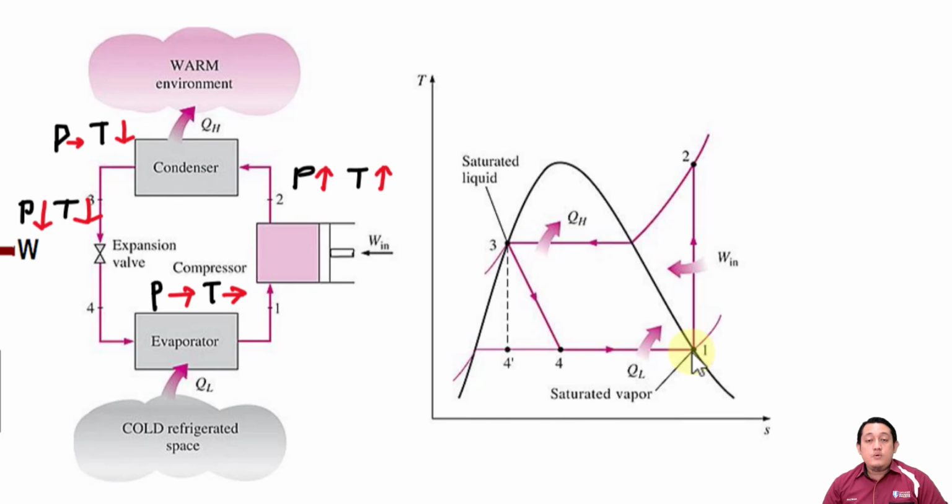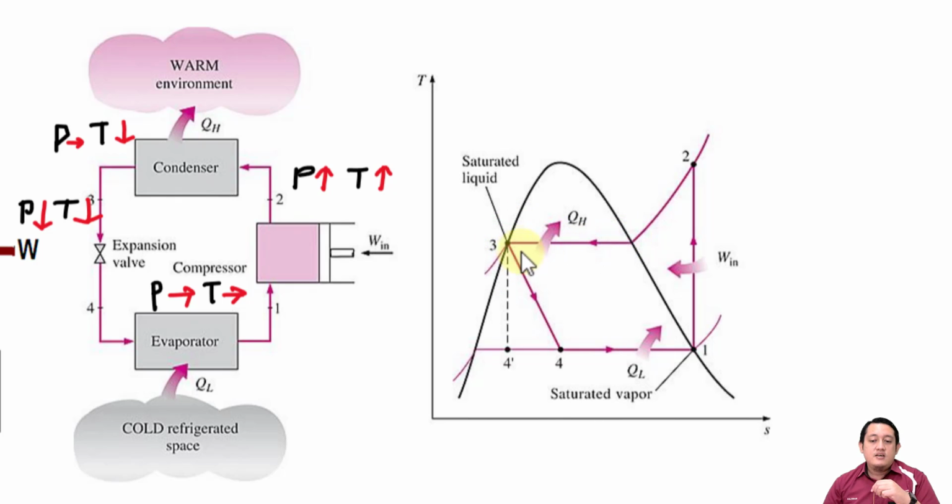After that it will be compressed, pressure increase, temperature increase, so it will go like this. This process is the isentropic process. This is where the work is being provided. Then at number 2 here, it will flow to this condenser. When it enters the condenser, it starts as superheated vapor, and then it will change its phase until it becomes liquid.